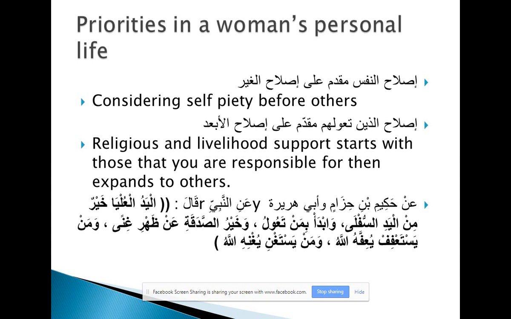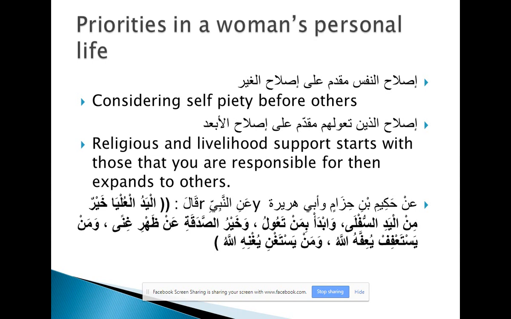You consider your own piety, your own islah, not just piety, but generally the issues that relate to your own self are a priority before you even start wanting to help others. So for example, if you want to do good things, start with your husband, start with yourself, before you say you want to do community service or help out and volunteer here and there. Religious and livelihood support starts with those that you are responsible for, and then expands to others.